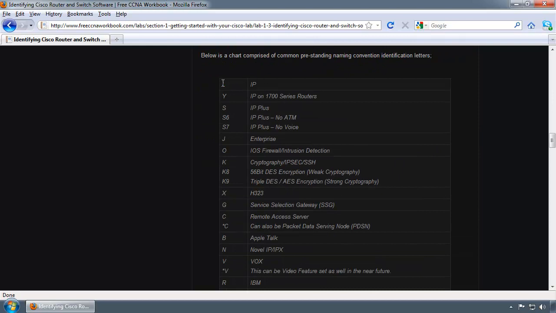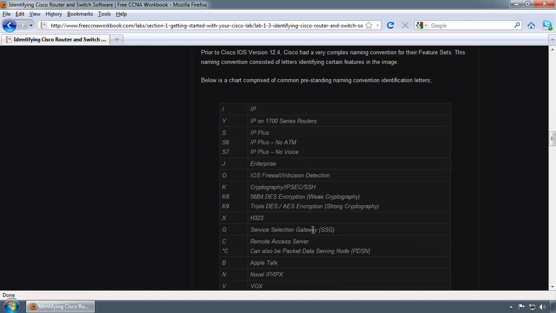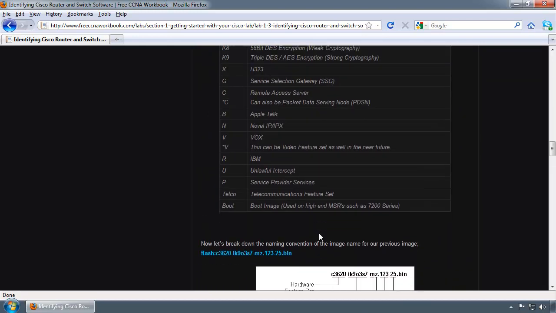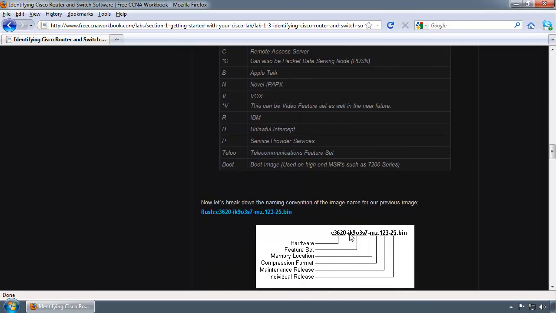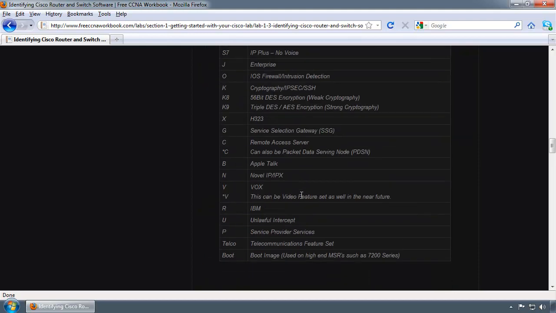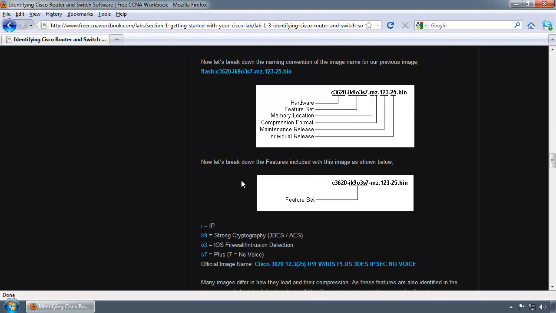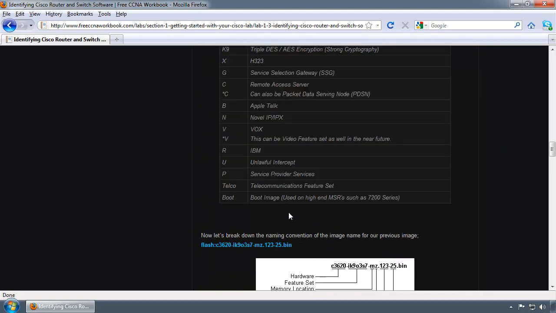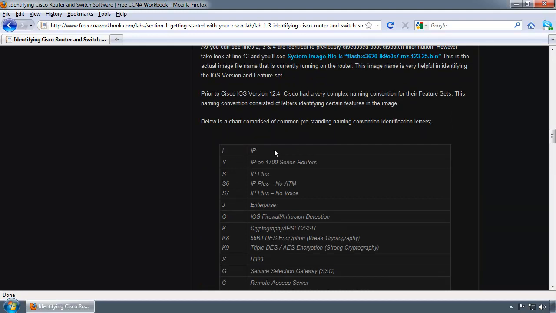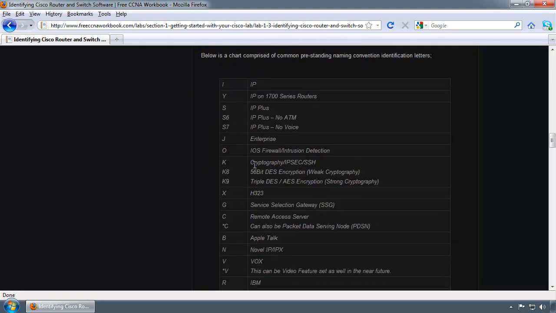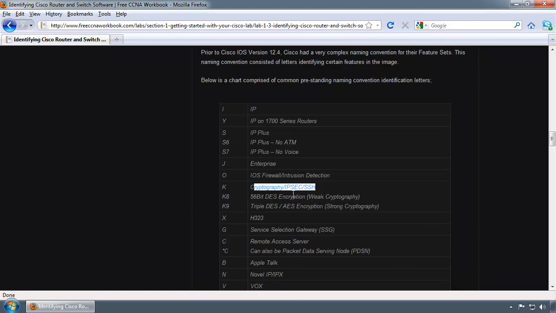And this chart is the old naming convention, meaning that anything prior to 12.3 will use this naming convention right here. So if you go up, or actually, where is it at? Here we go. And as you can see, IK903S7 is the file name, so you can identify this IOS feature set by looking at this chart here. As you can see, I is IP, K is cryptographic services.